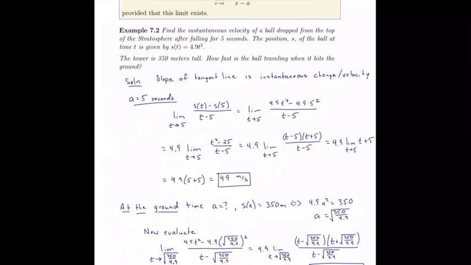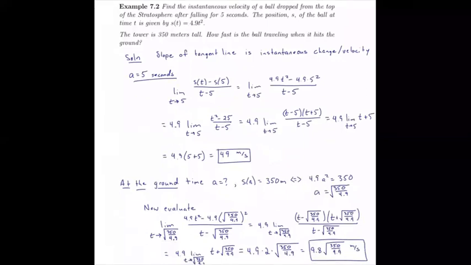There's a second question here that says the tower is 350 meters tall. How fast is the ball traveling when it hits the ground? Well, this one takes a little bit of thought to put together, because what we don't know is when does this thing hit the ground. So in other words, what's our A value? What are we approaching in terms of our A values, the time that it takes for this thing to hit the ground?